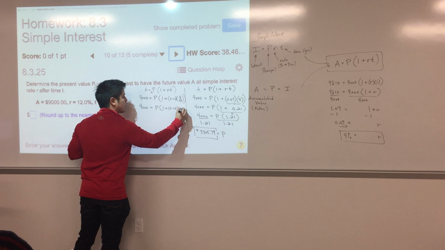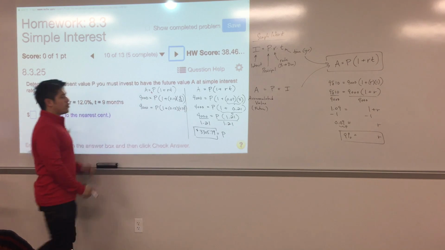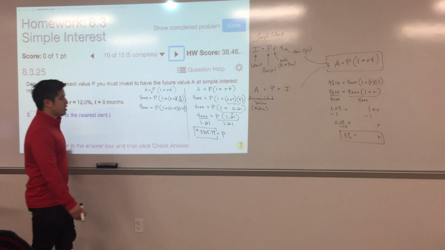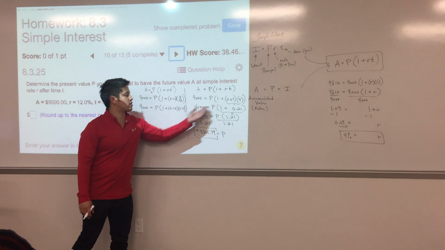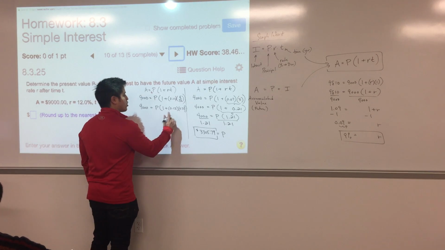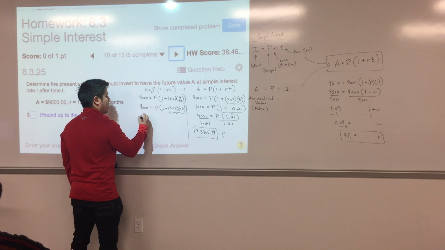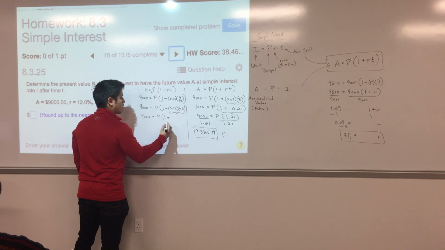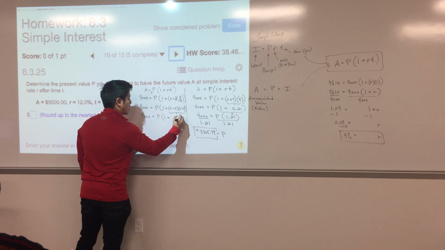0.75, right? So if you do 9 divided by 12, you get 0.75. Excellent. Now, does this look like a very similar problem to what we just did? Sure it does. So you should first do, what's 0.12 times 0.75? 0.09. Excellent. Thank you, guys.